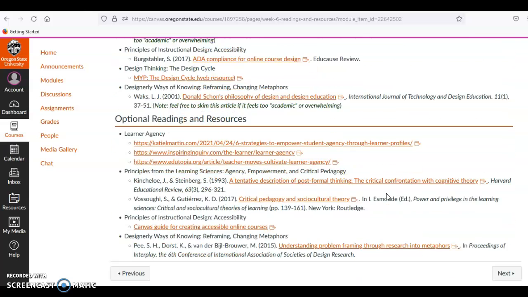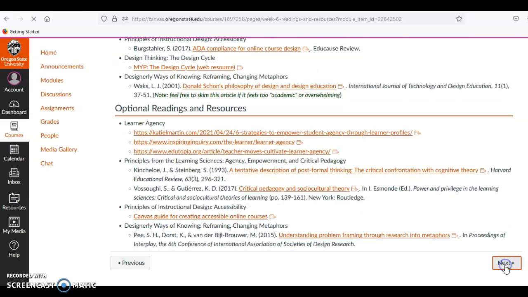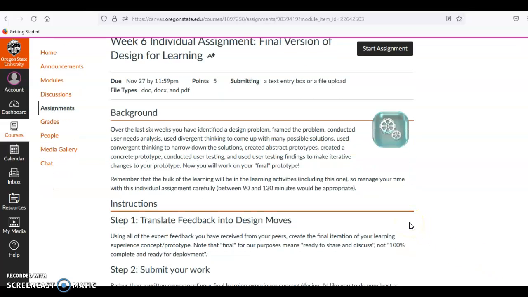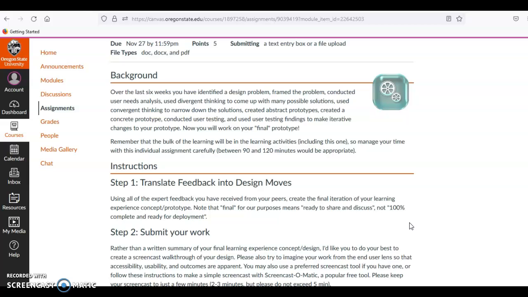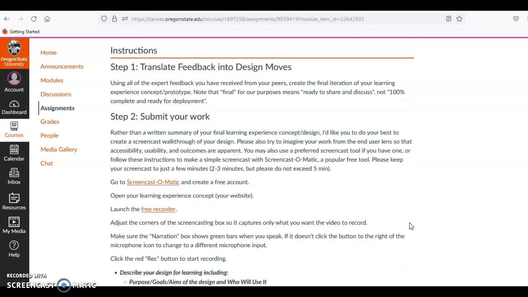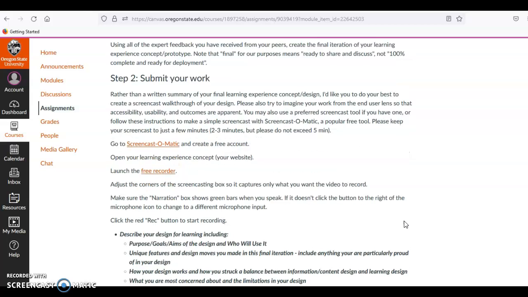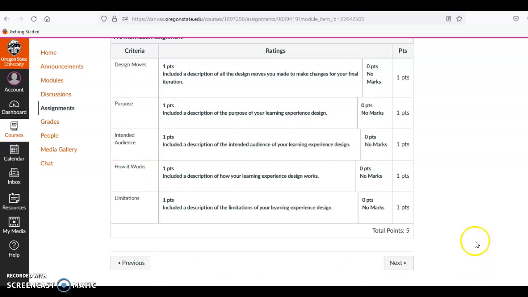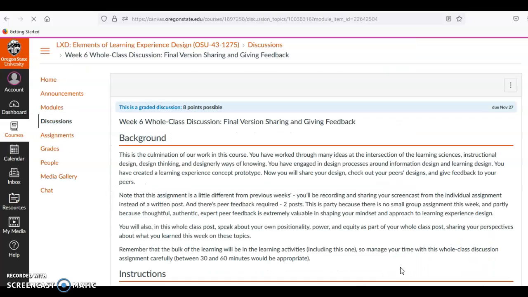So you'll see these various readings, and then you'll see also lastly the activities, as I mentioned, the final version of your prototype. You're going to be submitting it with some design moves. You will be making a video this time instead of just writing it up, and then you have some questions here to answer, and then you'll have the rubric there to guide you.